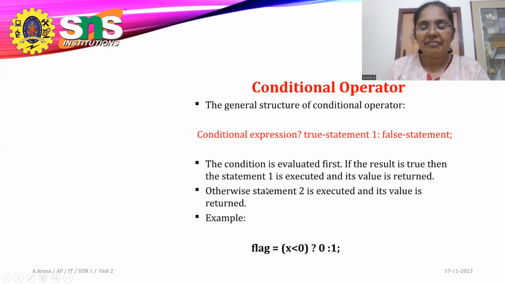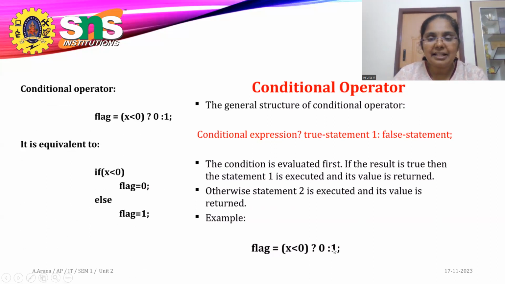Initially I said that the if-else statement is a two-way branching statement. For replacing that, we go for a conditional operator. This is the basic syntax for the conditional operator. If the conditional expression is true, the first statement is executed. Otherwise, if it is false, it will move to the false statement. For example, flag = x < 0 ? 0 : 1. Whatever input I give, if x is less than or equal to 0, it is true, and 0 will be written. If it is false, 1 will be written.